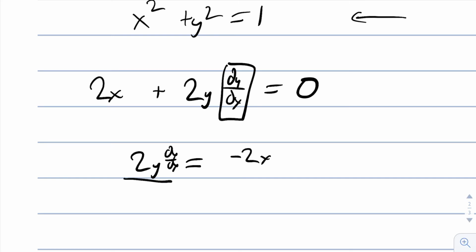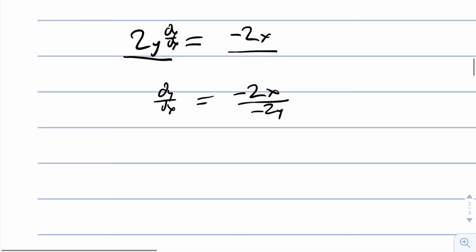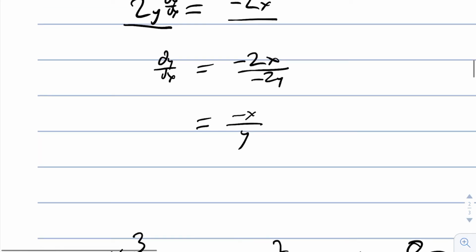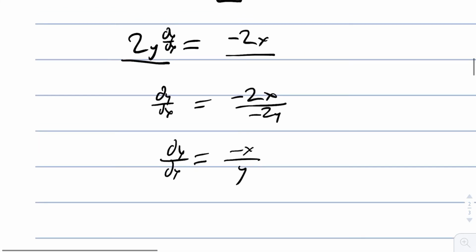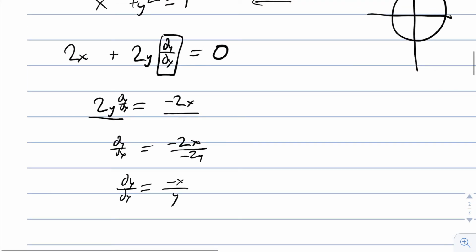And now we can just divide over. So, dy/dx equals -2x over -2y, or just x over y. And that's how you find the slope of a tangent line to a circle.